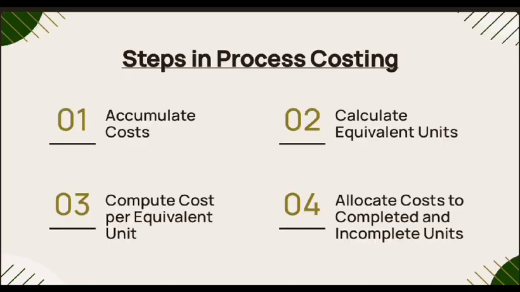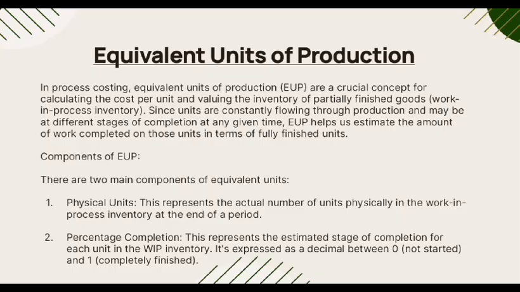Steps in process costing. Accumulate cost, calculate equivalent units, compute cost per equivalent unit, allocate cost to completed and incomplete units. Equivalent units of production. In process costing, equivalent units of production are a crucial concept for calculating the cost per unit and valuing the inventory of partially finished goods, since units are constantly flowing through production and may be at different stages of completion at any given time.